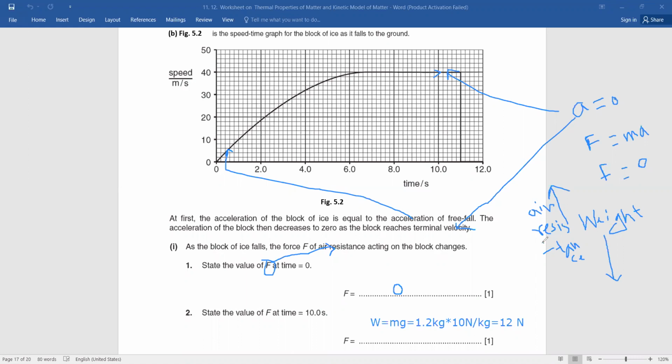Sir, can you explain it again from the beginning, sir? Yes, I'm explaining it. Till here you understood, right? State the value of F, the air resistance at time t equals 0. You understood it, right? Yes, sir. Yeah, air resistance is zero.